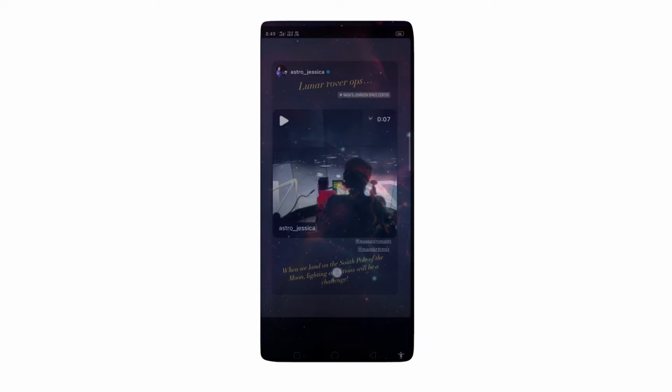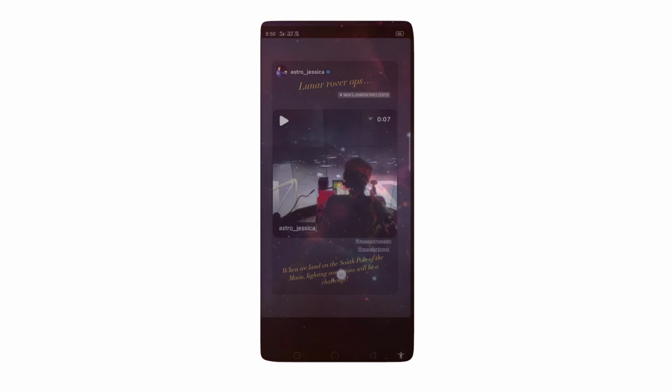But if you really love this story and you want to share it anyhow, for that you can screenshot the story, and Instagram is not going to tell anybody that you have screenshot this story. Feel free to do this. But remember, there are a ton of third-party apps that can tell the user who has screenshot his or her story.